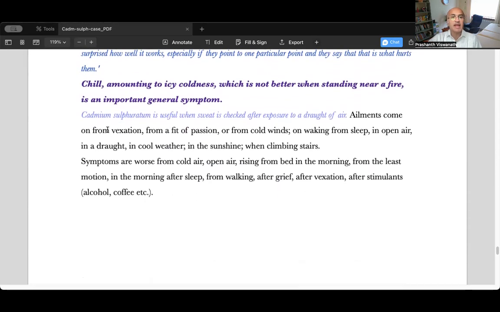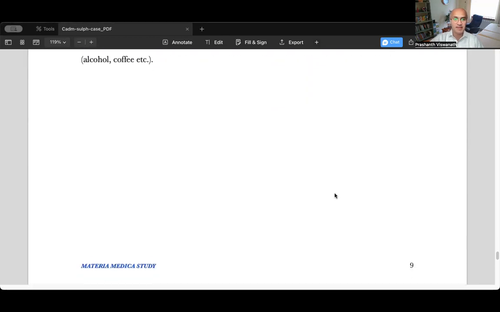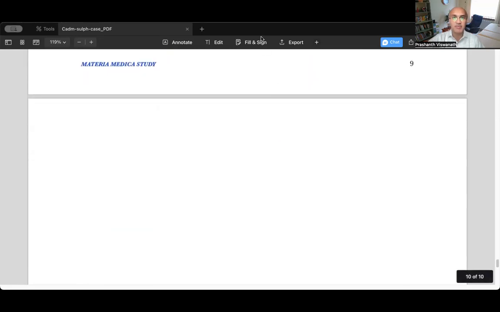So again, cadmium sulfuricum is useful when sweat is checked after exposure to a draught of air, which comes back to the basic point that there is lowered vitality in cadmium sulfuricum, and he is exposed to a draught of air. That coldness he cannot tolerate and he can go into a crisis. So this is about it, about my presentation. Okay. And I hope you enjoyed this short presentation of the remedy, cadmium sulfuricum, and how we can actually make use of the cycles and segments analysis in coming to the remedy very quickly.